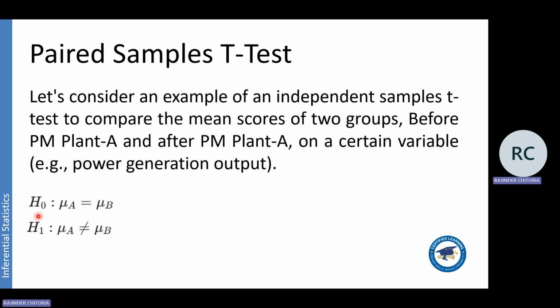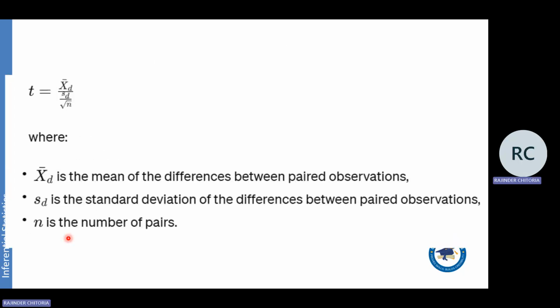Again, the test hypothesis would be that the mean of plant A and the mean of plant B are the same. If we are getting samples, we can say X bar A and X bar B are the same. The alternative would be that X bar A and X bar B are not the same, that is, the mean of A and mean of B are not the same.